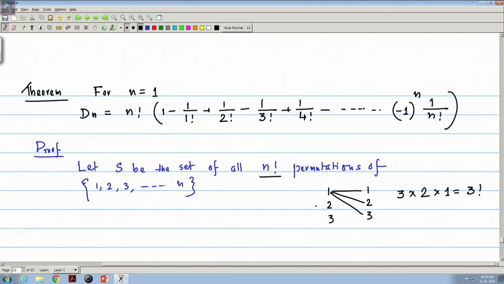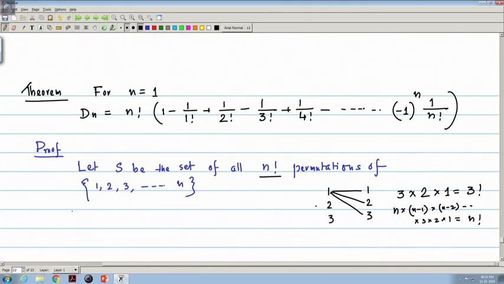Similarly, if I have n, the first one will get all n places. For the second one, since one has already got a place, it will be n minus 1, then n minus 2, and so on up to 1. So this will be n factorial. That is why we have written n factorial permutations of 1 to n.